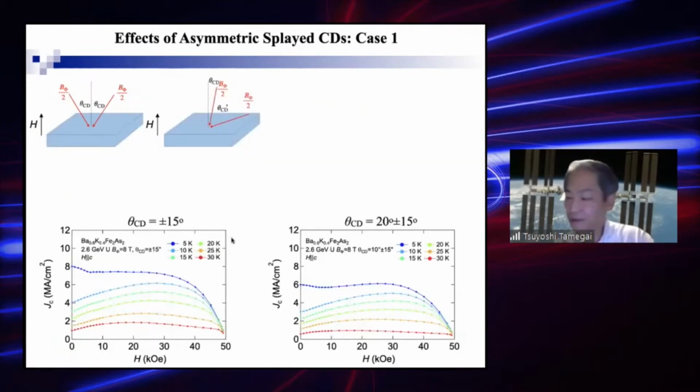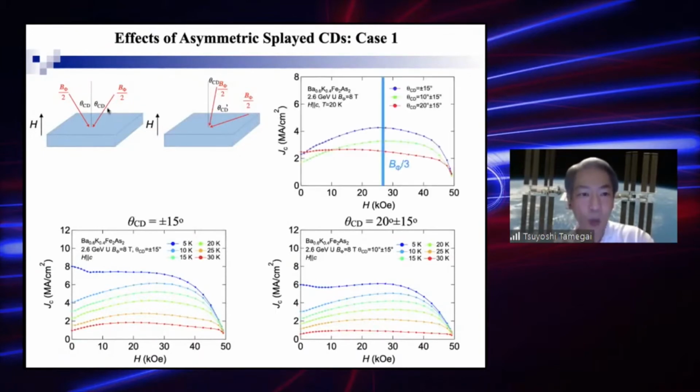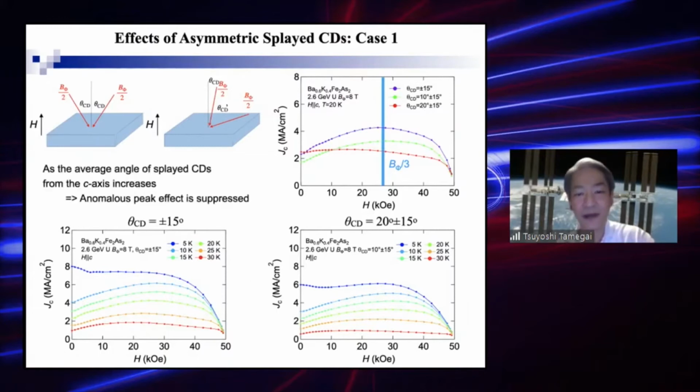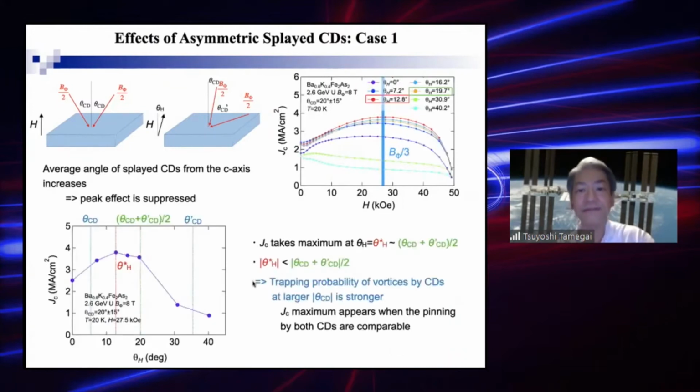Maybe I don't have much time to talk about it in detail, but the thing is, when the average direction of the two kinds of columnar defects is away from the c-axis, since we are applying the field along the c-axis, this anomalous peak is suppressed. This purple is the case of CD plus minus 15, the symmetric case. The other one, the average is now 10 or 20. So as we change the average direction to a higher angle, this peak is suppressed significantly.